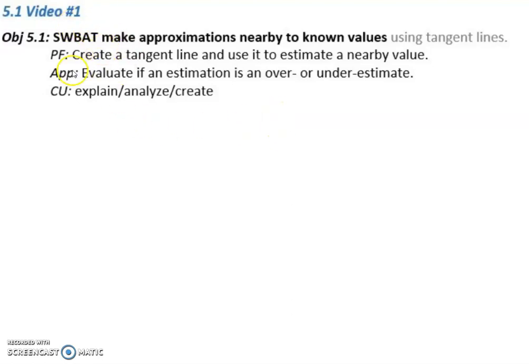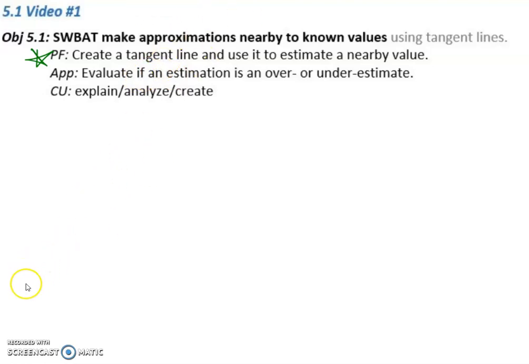All right, this objective 5.1 is to make approximations to nearby known values using tangent lines. So this first video is going to focus on creating tangent lines and using them to do this. And then the next level is going to be to determine if your estimation is an over or underestimate.